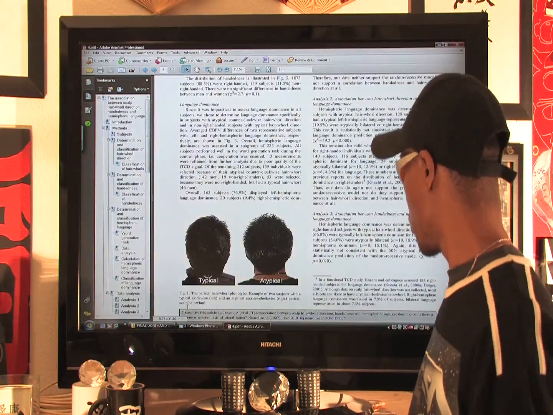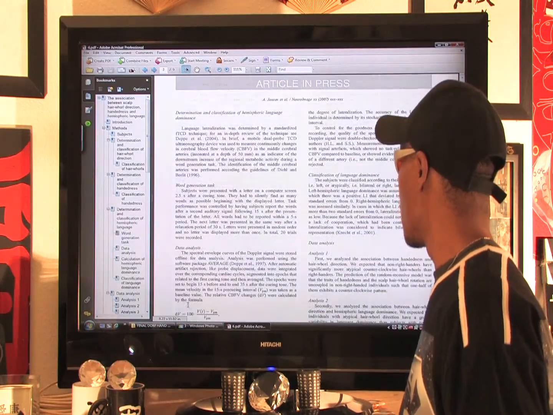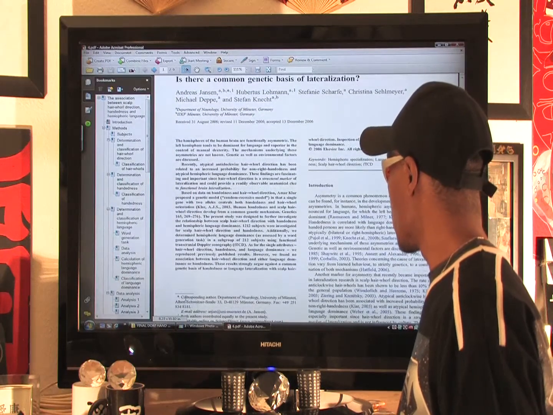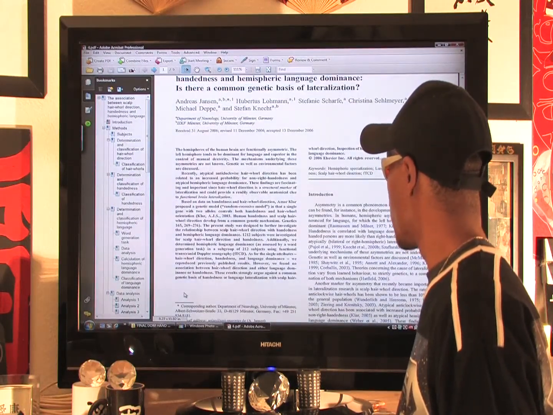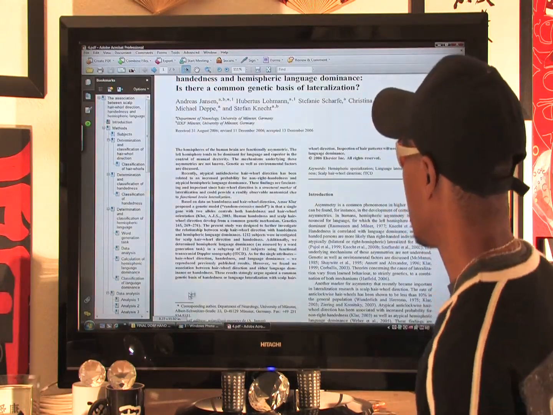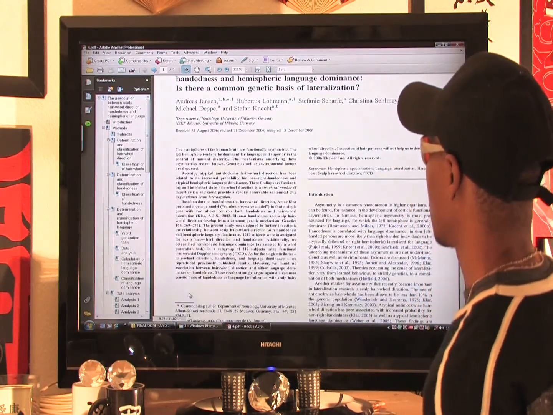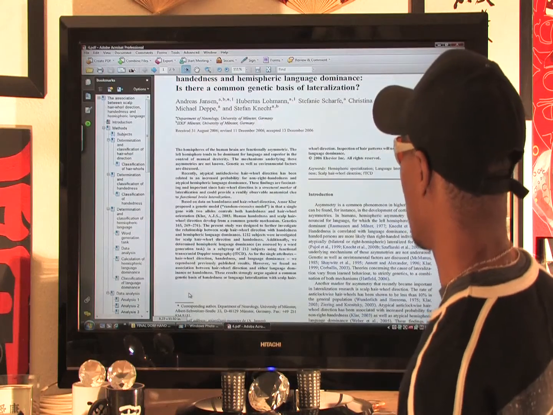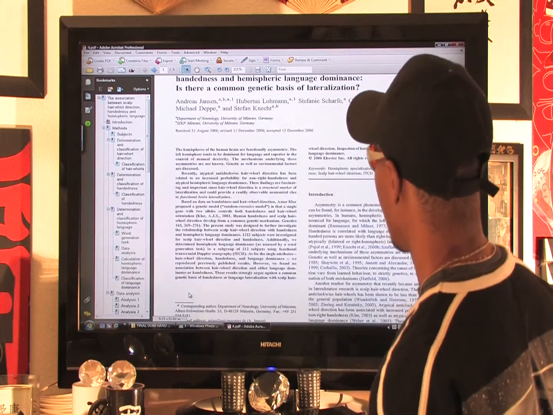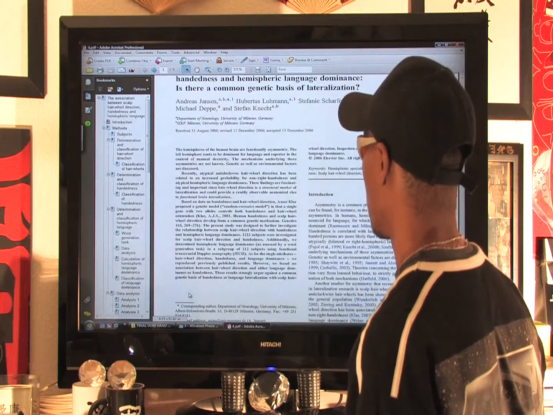We can go back through to read a little bit of the beginning of their paper to find out what their actual abstract states. And I will read it for you here. The hemispheres of the human brain are functionally asymmetric. The left hemisphere tends to dominate for language and superior in the control of manual dexterity. The mechanisms underlying these asymmetries are not known.